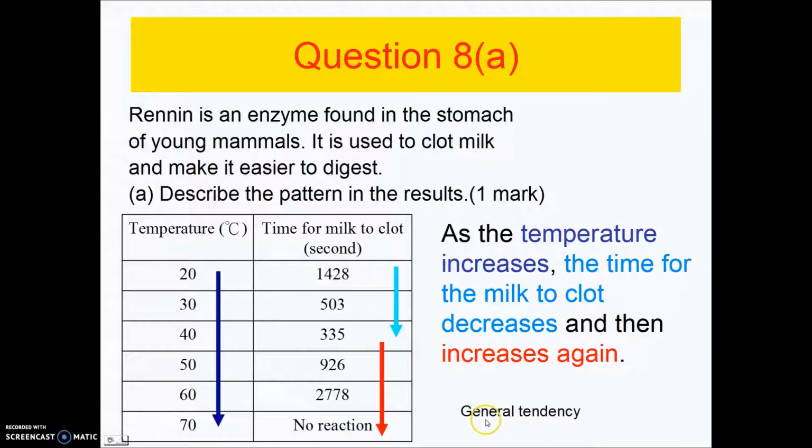我要嘅係一個簡單嘅趨勢啫。You don't need to describe each temperature, from 20 degrees Celsius and so on. You just describe the general tendency as temperature increases. The time for milk to clot decreases and then increases again, and that is totally fine because you are not asked to explain, just describe.